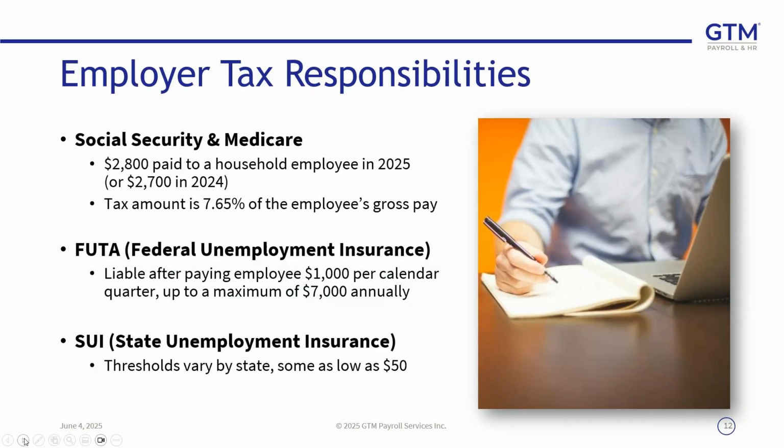So, just to review a couple of key points, household employment tax responsibilities kick in at the $2,800 threshold for any cash wages in 2025 or $2,700 for 2024. The family pays 7.65% of their employees' pay in FICA taxes, and they also pay federal and state unemployment taxes if applicable.